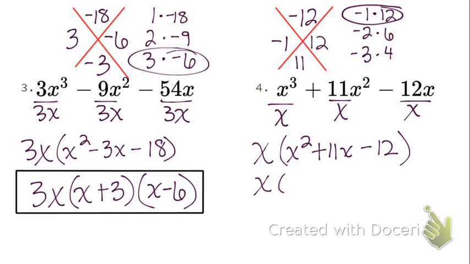So our GCF still stays outside our parentheses. Inside, we're going to use our magic numbers. So x minus 1 and x plus 12.